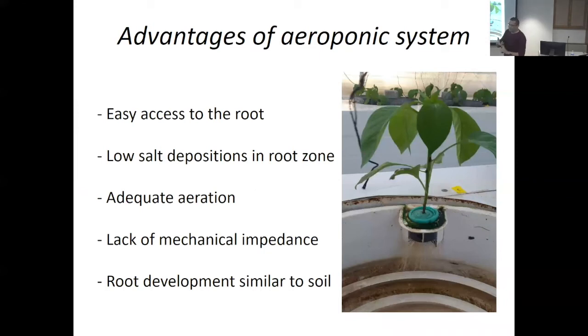We looked at hydroponics, soil, and aeroponics. They're growing the biggest in the aeroponics, and the roots are more similar to soil than hydroponics in their architecture. So this is a very good tool to study the roots, the aeroponic system. So what are the advantages? Easy access to the root, low salt depositions on the root zone, adequate aeration, lack of mechanical impedance when we want to take the roots so we're not destroying them, and the root development is similar to the soil.